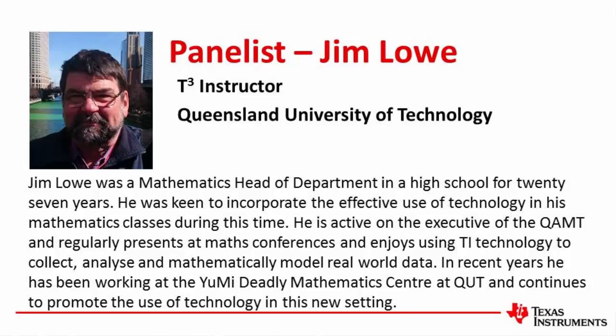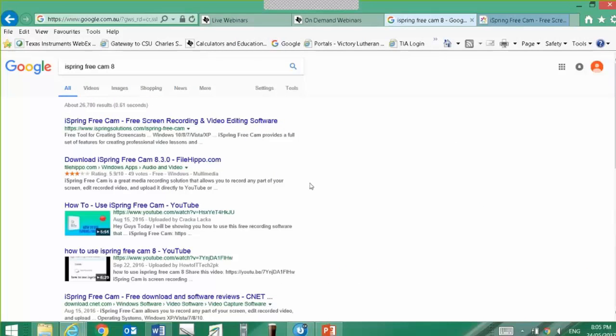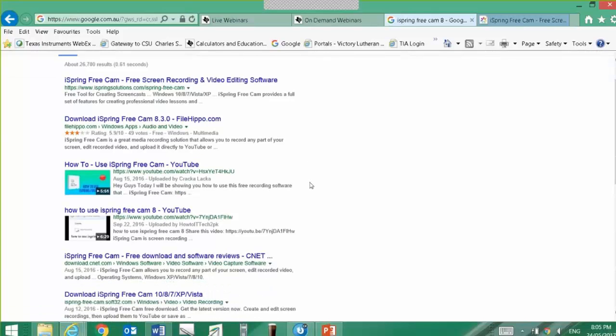One of our participants wrote in, Shelley, building on what you were saying about your screen recording software, and I dare say different people will have their favourites, but somebody gave me a recommendation for iSpring FreeCam, which is for Windows computers. He said iSpring FreeCam 8, so that must be version 8. I googled that, and as you can see, there is some YouTube support for how to use iSpring FreeCam 8. So for us Windows users, which I am, that is an option.